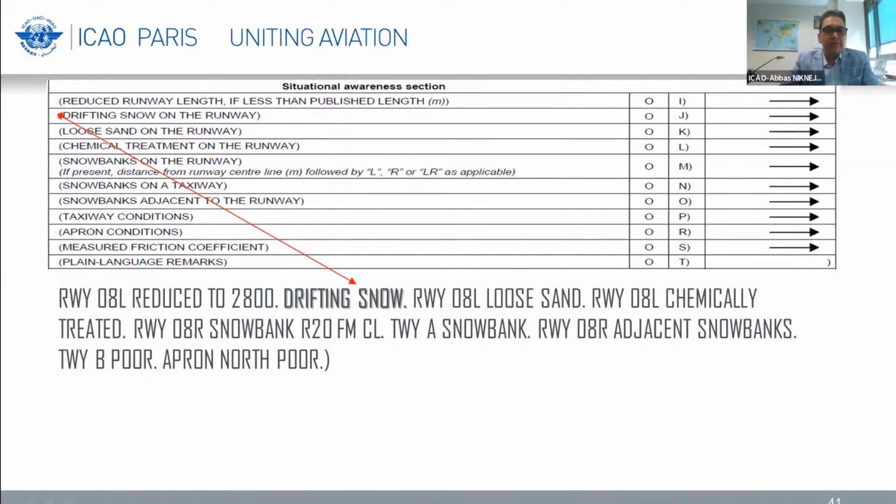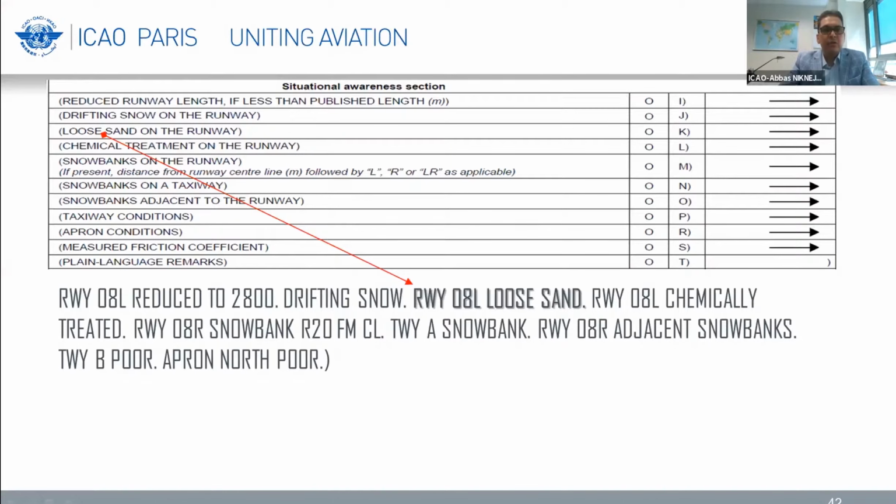Item G is the presence of drifting snow. If drifting snow exists in the airport, you will put drifting snow. Some states and regulatory agencies indicated that, and you will find some information in the ICAO Euronet guidance on Snowtam. They indicated that they might put runway designator, as in large airports, drifting snow may impact some runways, but not all runways. But ICAO requires to put only drifting snow for item G.